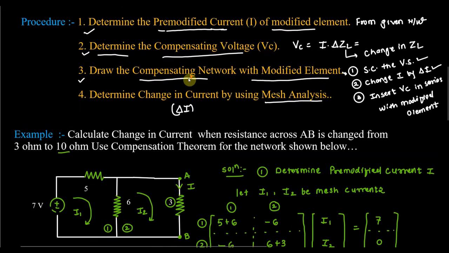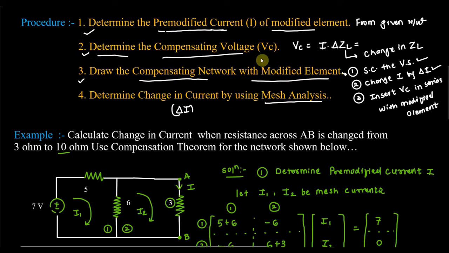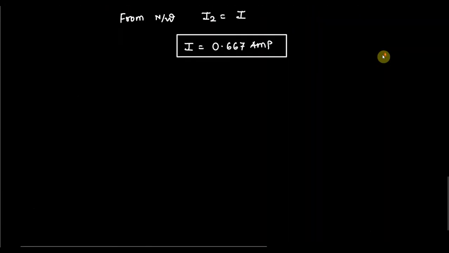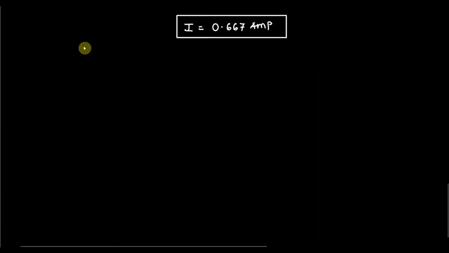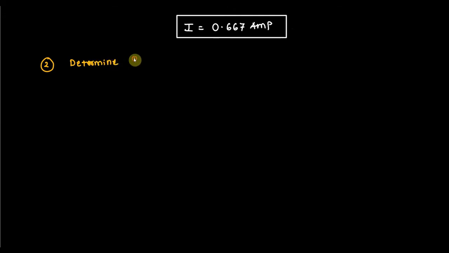Fine. Now what is the second step? The second step is to determine the compensating voltage source VC. And what is the formula? I into delta ZL. Okay. So I will be taking the second step. I will write it like this: determine compensating voltage source, and I will say the value of that is VC. So VC is the symbol of that compensating voltage source.